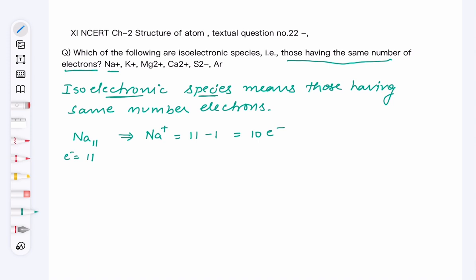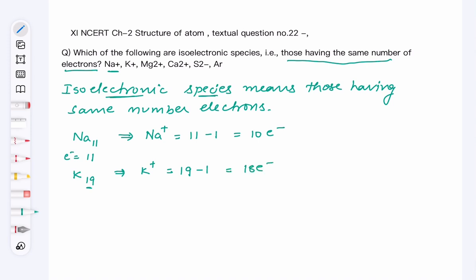Sodium ion has 10 electrons. Now similarly, if we talk about potassium, its atomic number is 19. So potassium ion K plus is given to you here. As the atomic number for potassium is 19, the number of electrons in it would be 19, but K plus is there, so we will have to remove one electron. Only then it forms K plus, so it is left with 18 electrons.